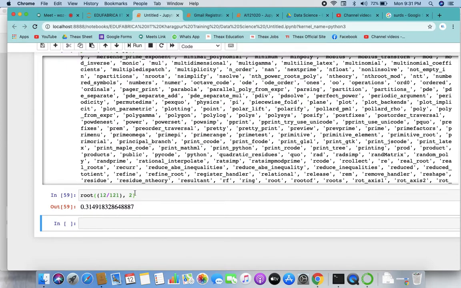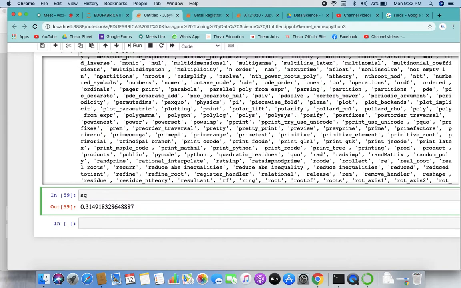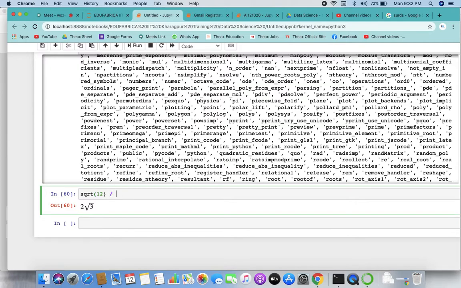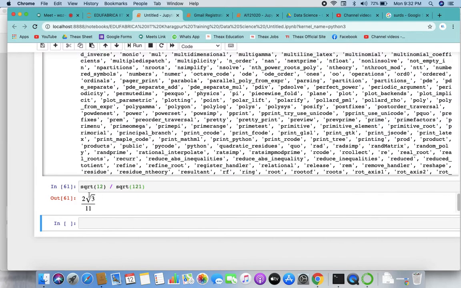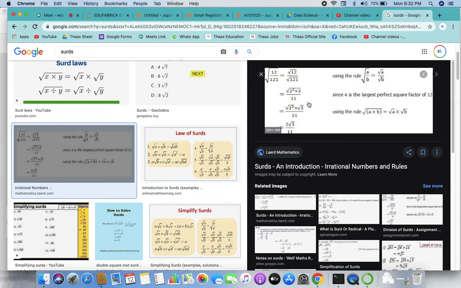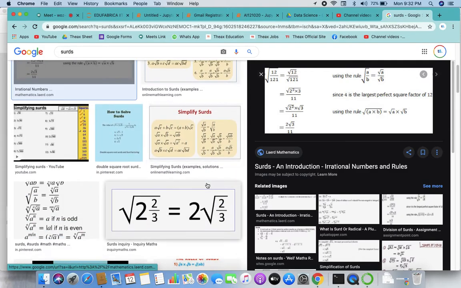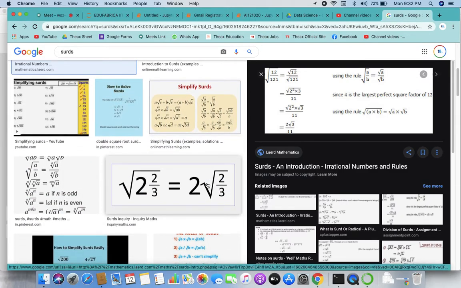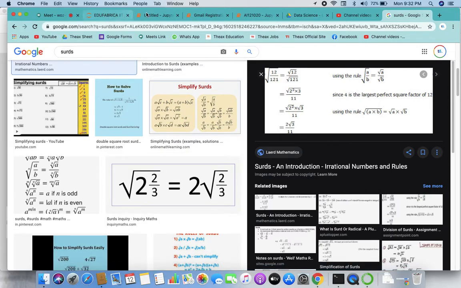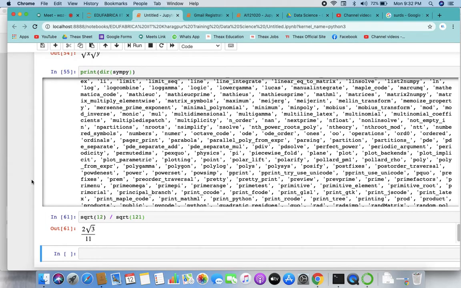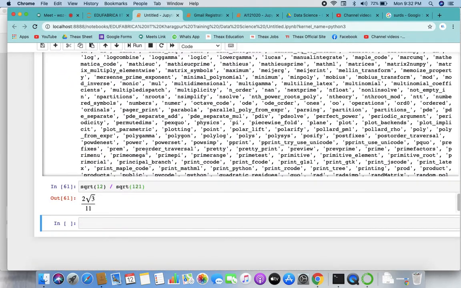So, if I write sqrt of 12 divided by sqrt of 121, it results in 2 root 3 by 11. Because under root of a by b means root a by root b. These are very common things. Try to solve class 6-7 mathematics questions, because the more you practice writing equations yourself, the more understanding you will get of the root concept.